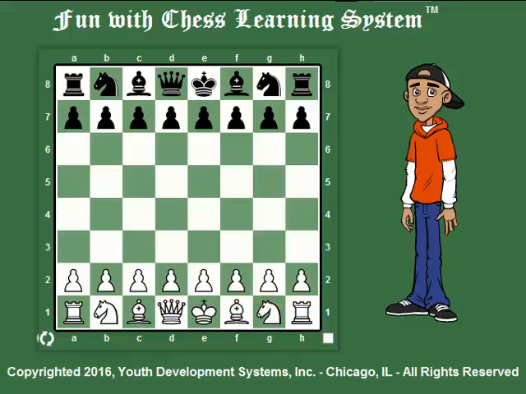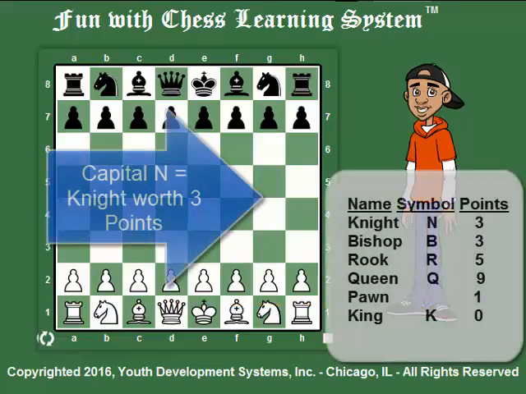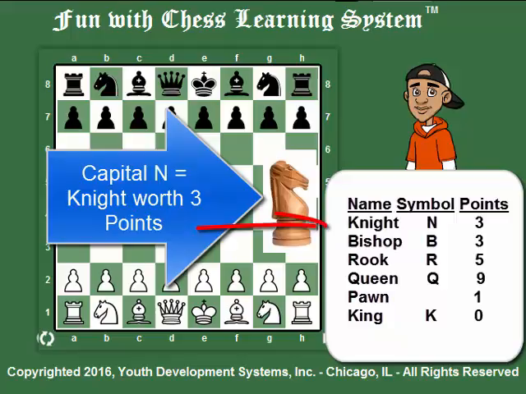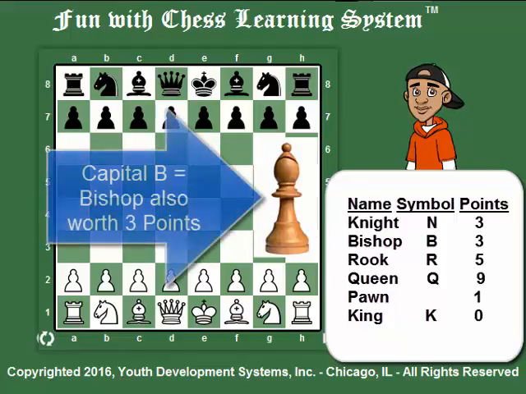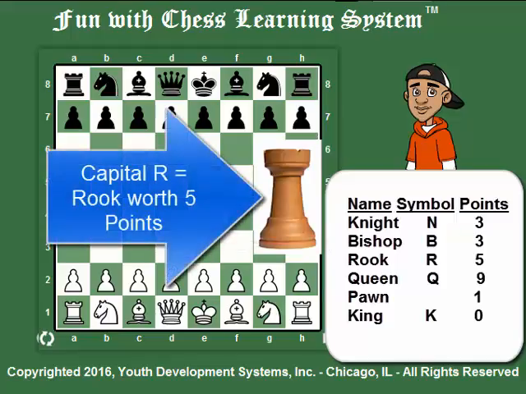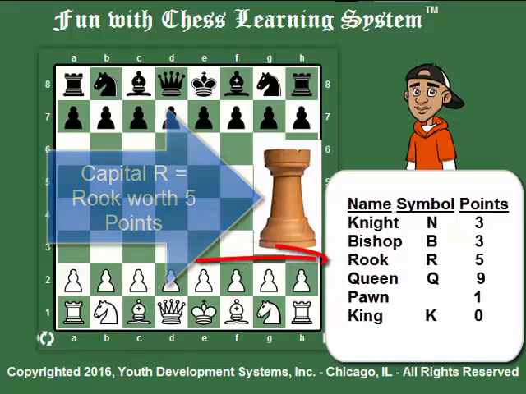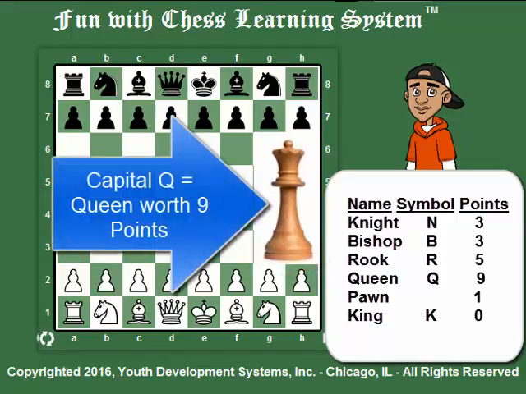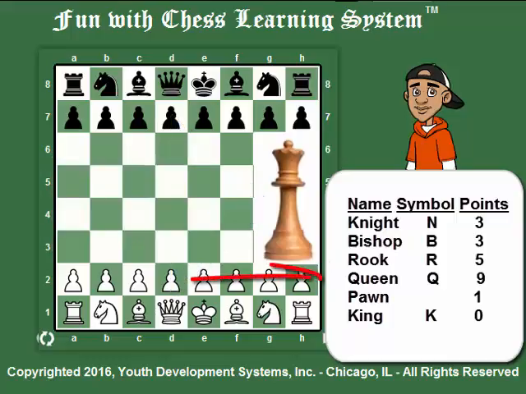Now each piece has its own letter. The capital N equals knight and is worth 3 points. B equals bishop, and it is also worth 3 points. R equals rook, which is worth 5 points. Q equals queen, and she is worth 9 points.